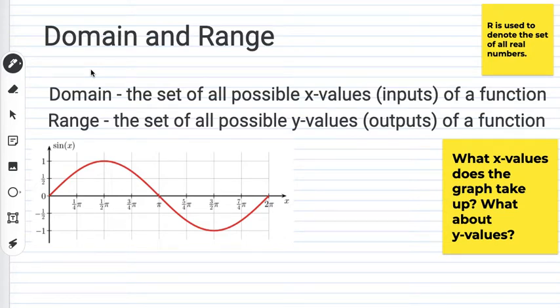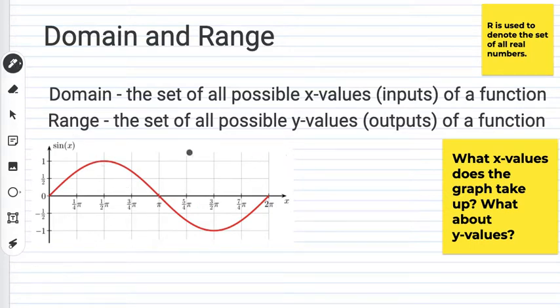So this is going to be part 2 of domain and range. In the last video, we talked about a couple of the parent functions and how to find the domain and the range. Well, the domain is going to be the set of all x values. It's the set of all inputs into a function. And the range is going to be the set of all y values, or outputs of a function. So when we try to guess the domain and range of a graph, we're really taking a look at the graph and seeing what x values does the graph take up and what y values does the graph take up. Those are the questions that we're going to be asking ourselves.